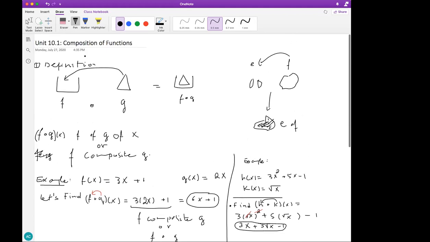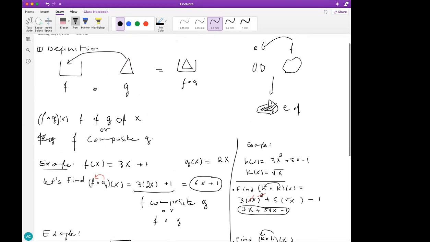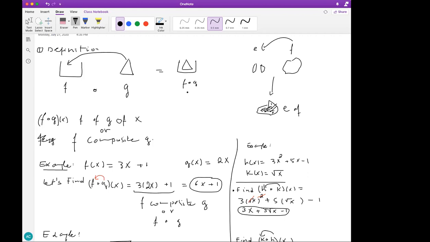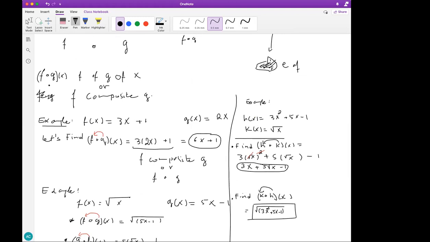So that's the composition. Just think of it as a mix of two functions, or could be more. If you have more functions, you could do the same thing. You just plug one into the other. Always start with the second one into the first one. And don't let this notation scare you.